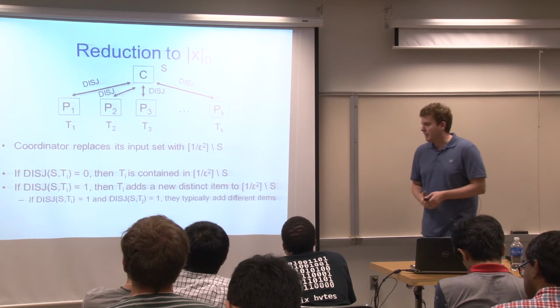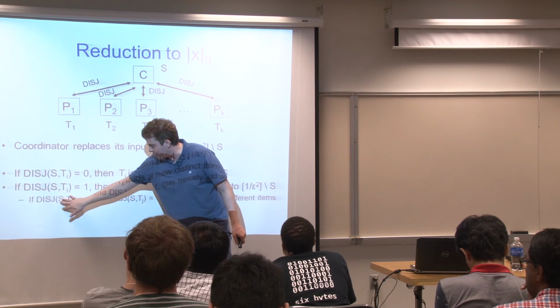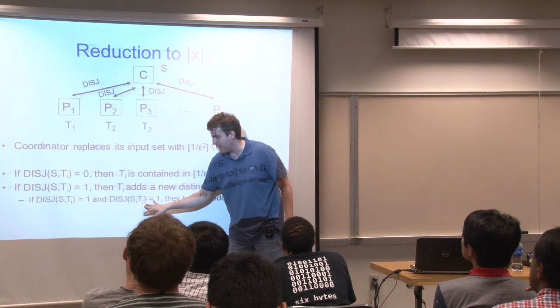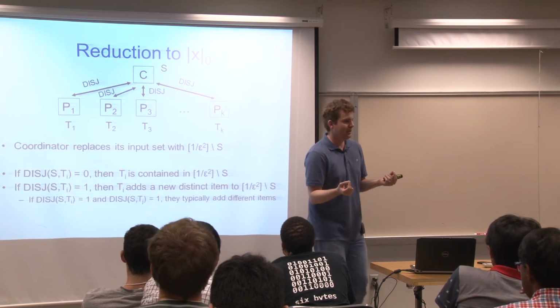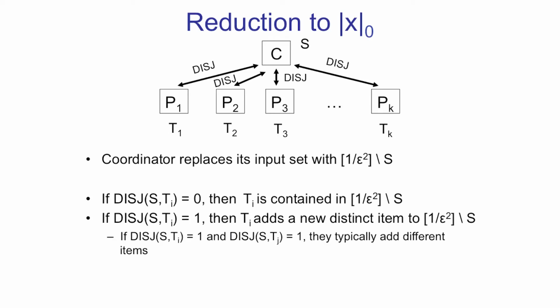Now there is some technicality. If I have Ti intersecting S and Tj intersecting S, they each introduce a new element. Maybe those two elements are the same, but typically they're not. So most of the time, these items are not the same. For this talk, just think of them as introducing a new distinct item. It's very easy to handle the case when they intersect with very small probability.